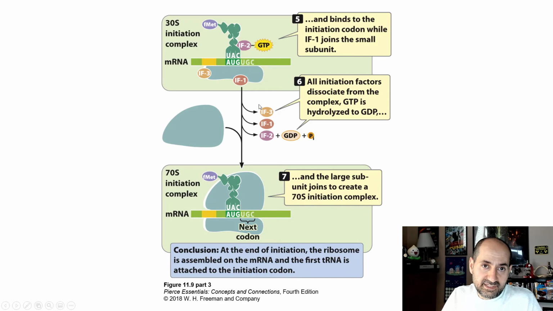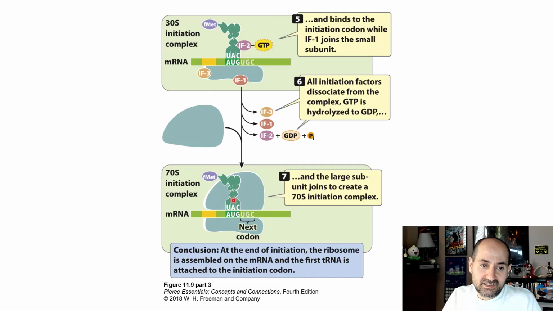Okay, and then you have release of the initiation factors 1, 2, and 3, allowing the large hamburger bun, the large subunit, to bind. And now you have initiated translation. This is initiation of translation. So what have you done? AUG is in the P site. Hopefully that's review, but I'll explain that in a minute.